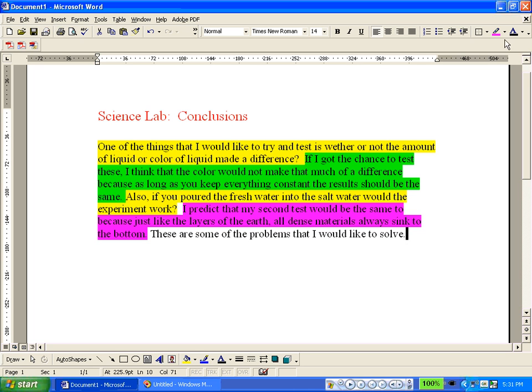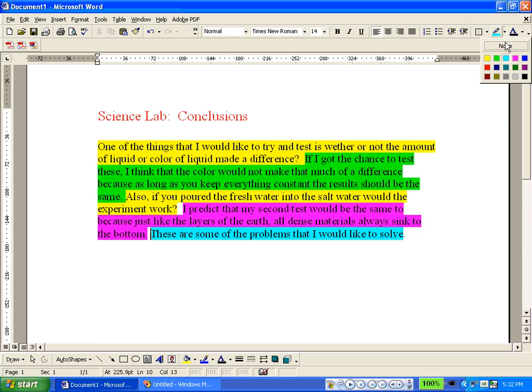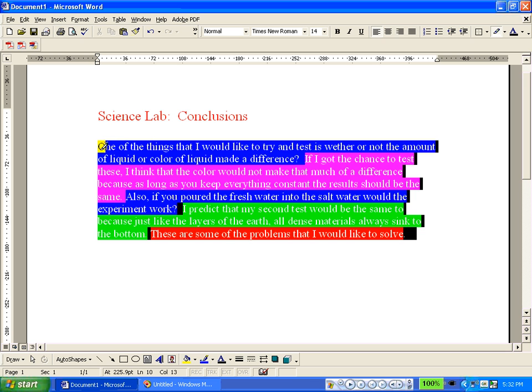Last but not least, and kind of an interesting side effect of moving sentences around, now we happen to have a nice closing sentence too. These are some of the problems that I would like to solve. Originally, this blue sentence was hidden in the middle of the paragraph. Now it gives a nice sense of closure to the piece. So organizationally, I always think it's an important thing for you to put your prediction right after the question.